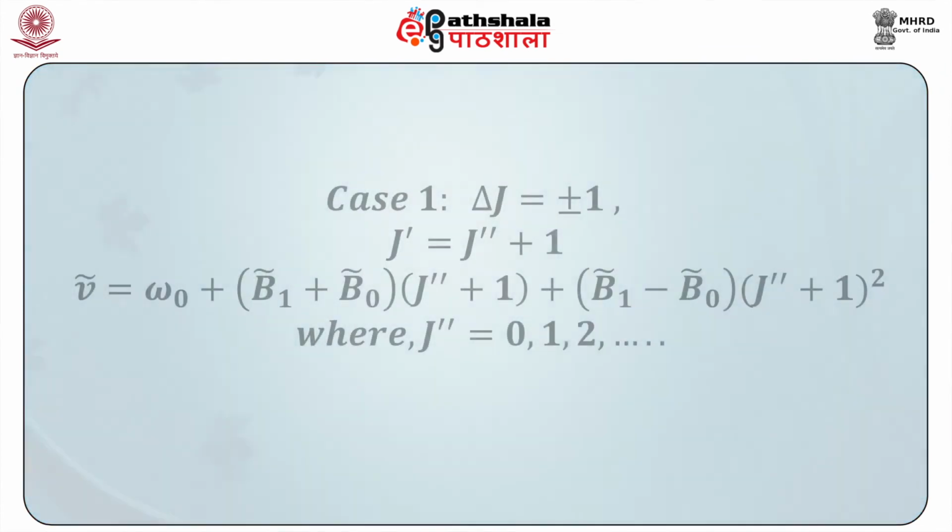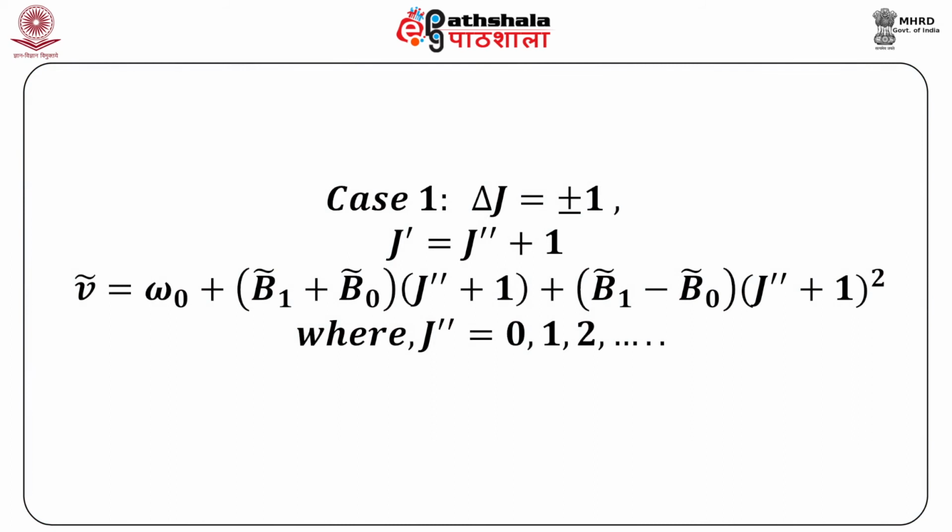One is the allowed transition delta J is equal to plus 1, where the upper state J prime is equal to J double prime plus 1, and if you substitute the values, what you find is that the wave number of this transition is given by omega 0 plus (B1 plus B0) into (J double prime plus 1) plus (B1 minus B0) into (J double prime plus 1) whole square, and where J double prime can take on values 0, 1, 2, and they are the initial values.